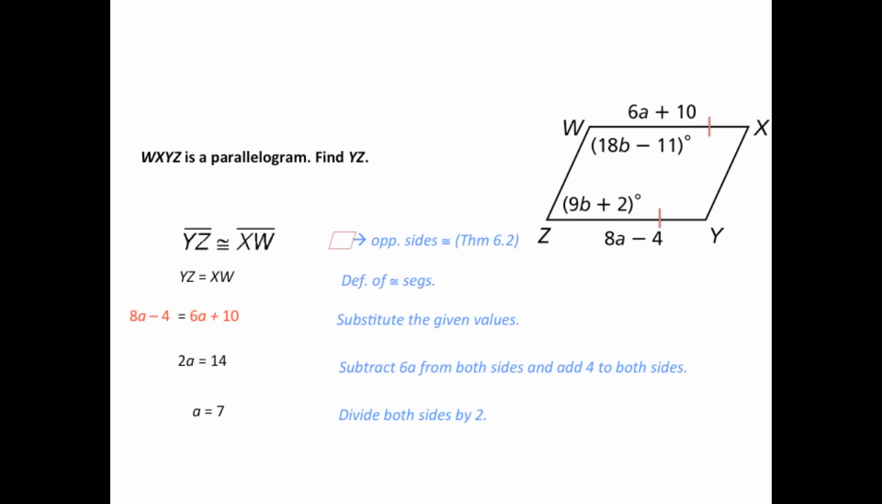Now we were asked to find the measure of yz, which is represented by 8a minus 4. So we need to plug that 7 back in to 8a minus 4. So what we get is 8 times 7, or 56, minus 4 equals 52. So we know that yz has a length of 52.